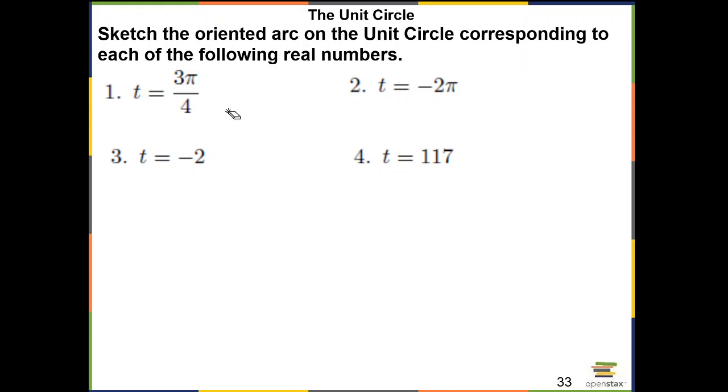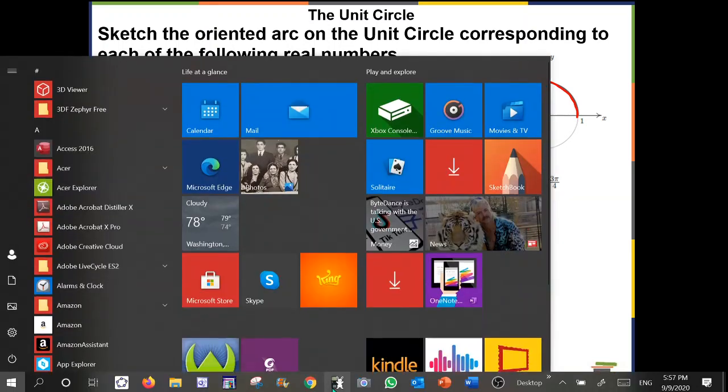So let's practice with this. Where is this real number 3 pi over 4? Now remember, 3 pi over 4 in degrees is 3 times 45, so it's 135. So 135 is about right here. But what is this number? What is the length from here to here? Now to do that, we have to use a calculator and find out what that is.